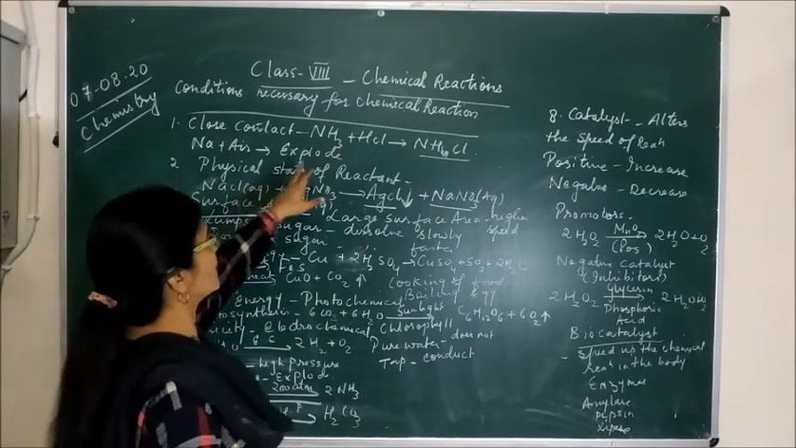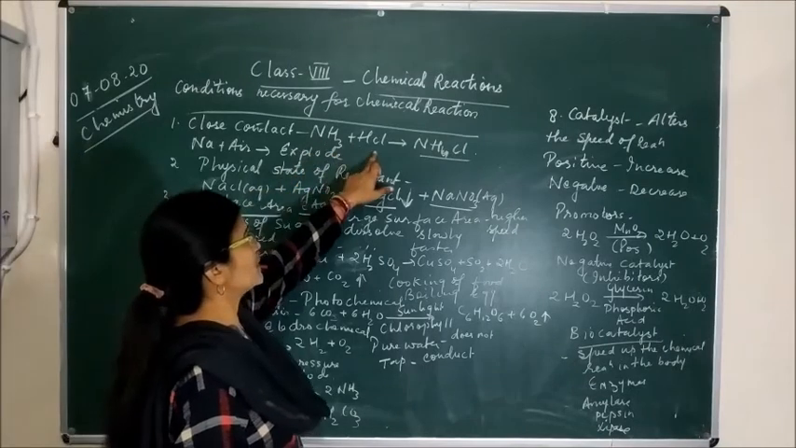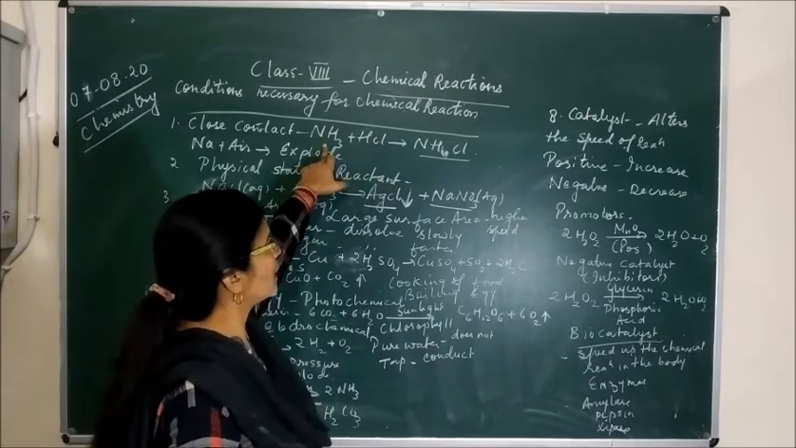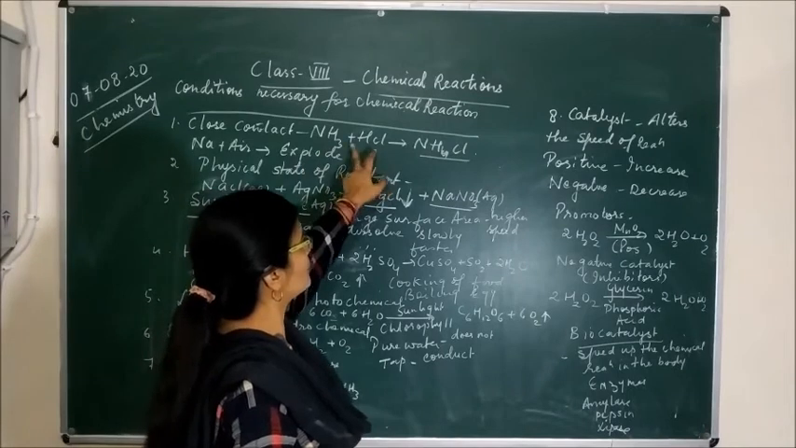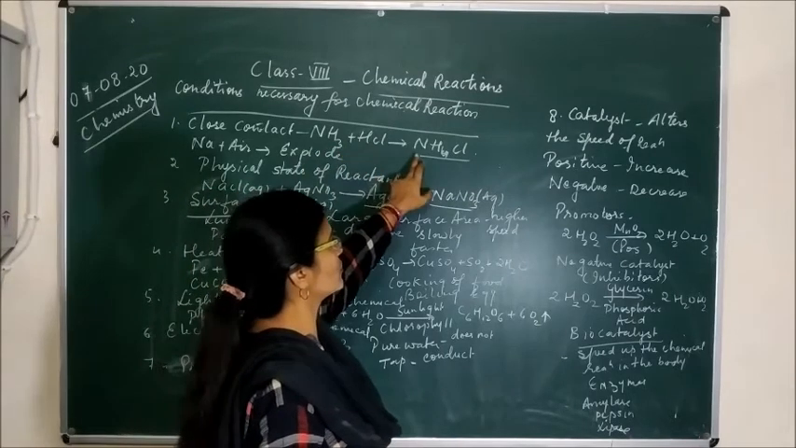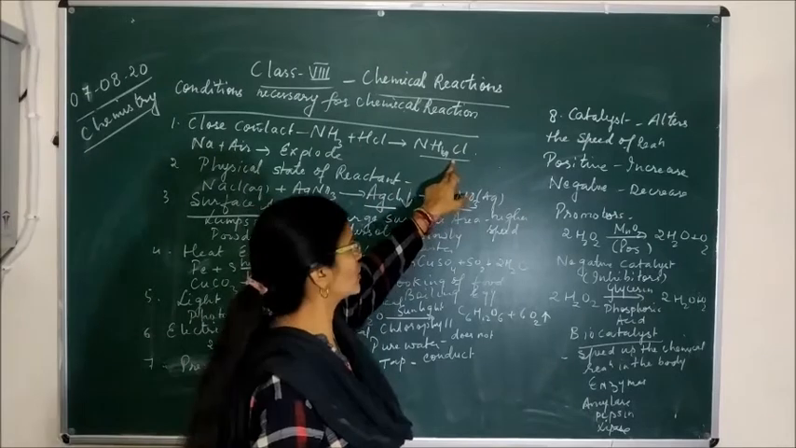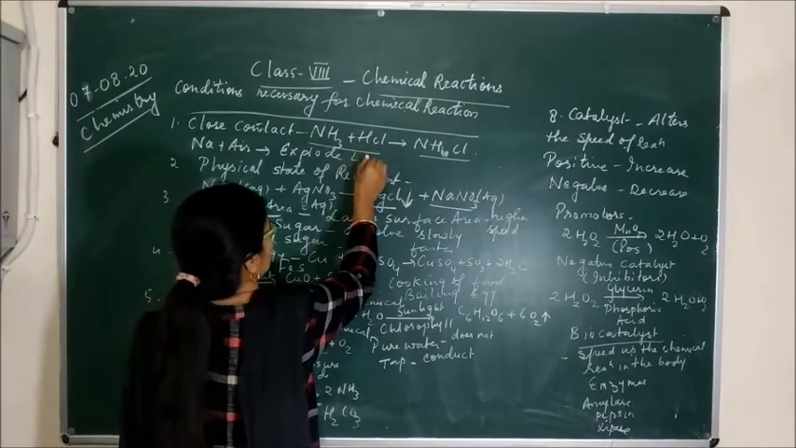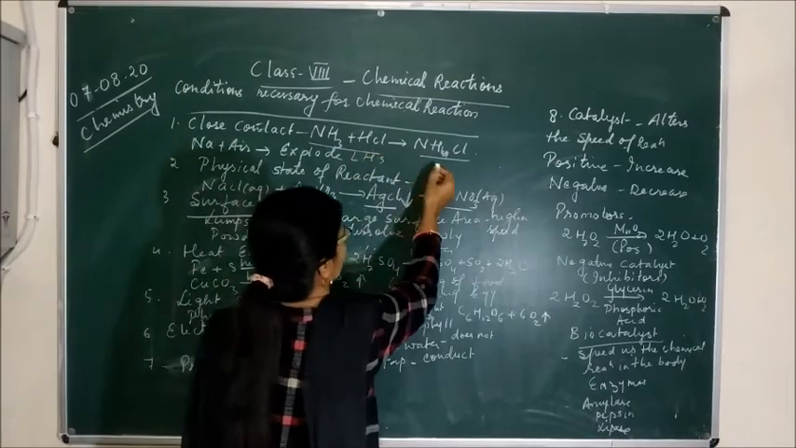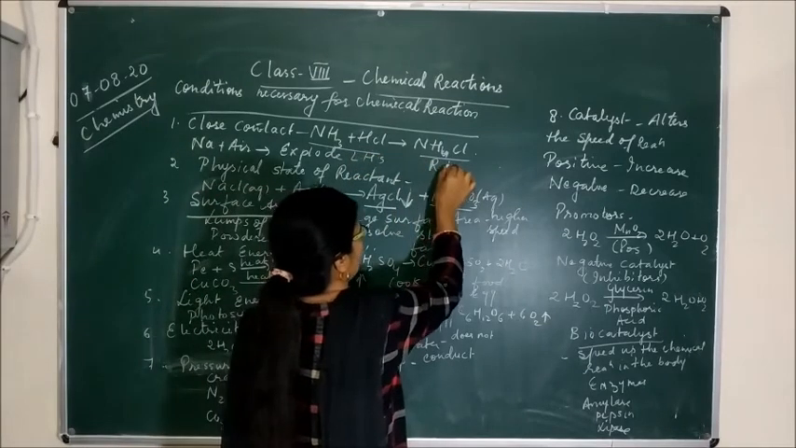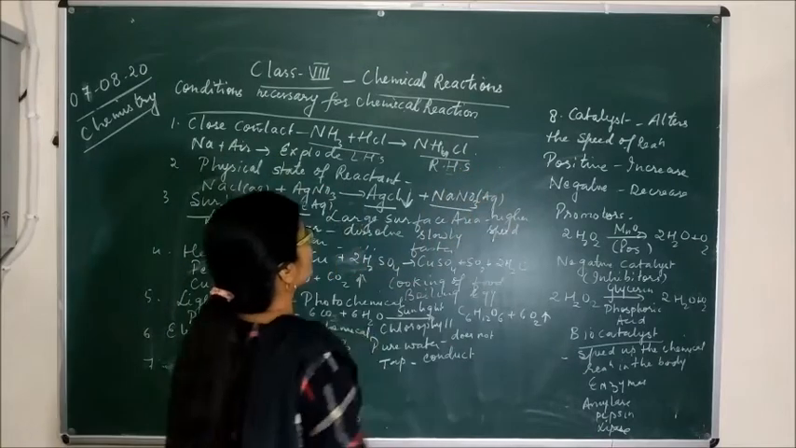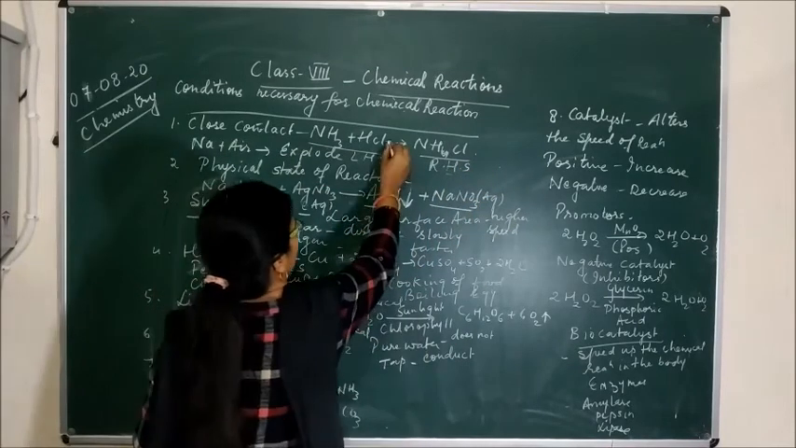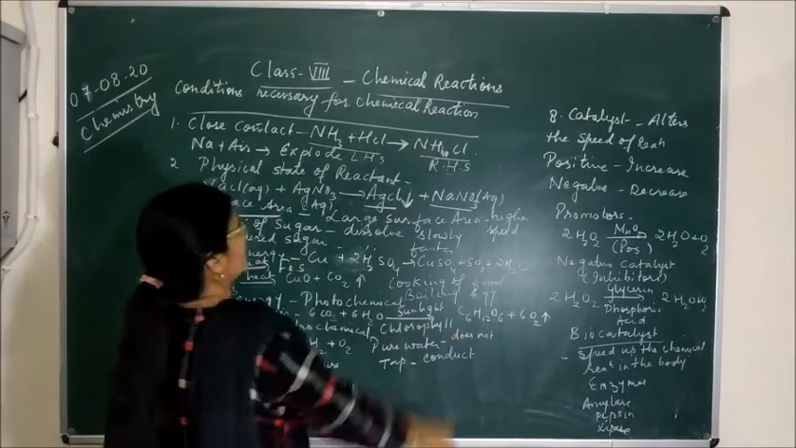As you can see the reaction, NH3 plus HCl. NH3 is ammonia and HCl is hydrochloric acid. When both of them combine together, it forms ammonium chloride, that is NH4Cl. So here this is written in the left hand side, means these are the reactants, and NH4Cl, that is ammonium chloride, which is written on the right hand side, it is called the product, and in between the reactant and the product an arrow sign is indicated.